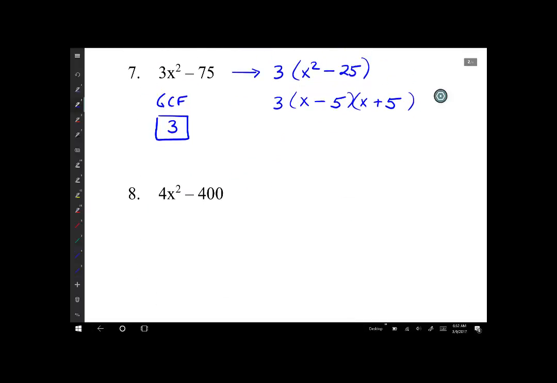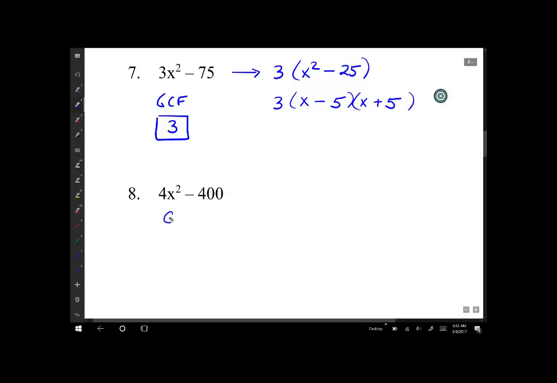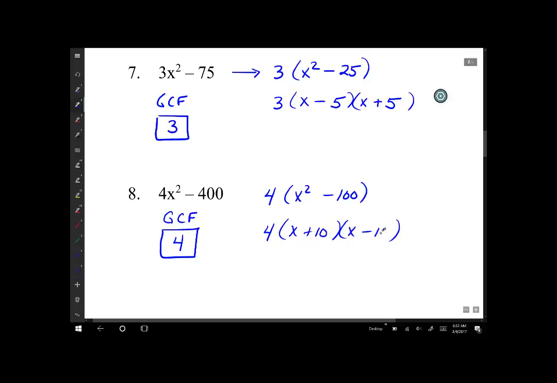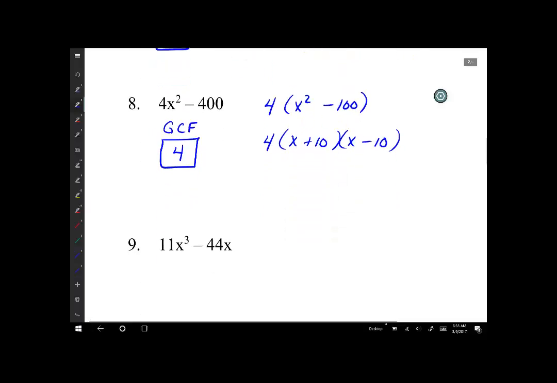Number 8 presents an interesting situation because 4 and 400, as you know, are perfect squares, but we can also take a GCF out. When that is possible, we always want to do that, and the GCF is 4. So we take that 4 out, and that's going to leave us with x squared minus 100. Keeping the 4 out front, we now have x plus 10 and x minus 10. Hopefully you're starting to see these patterns, and they make good sense.